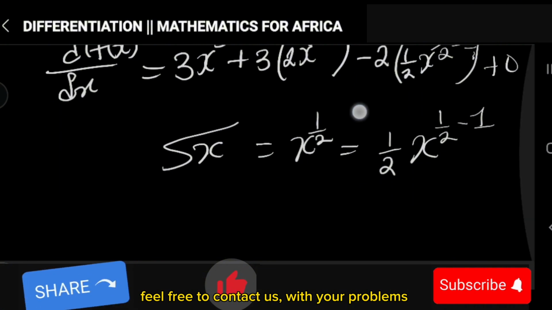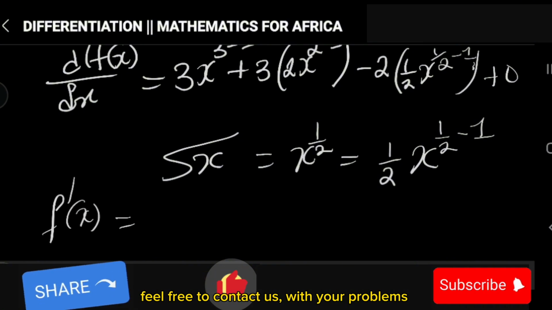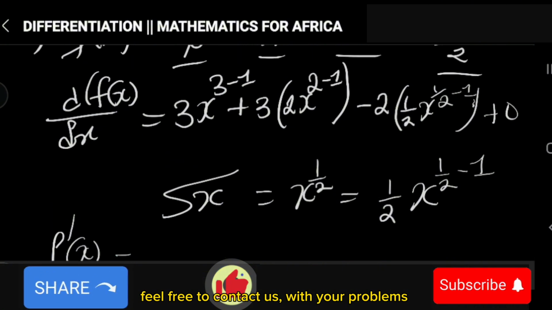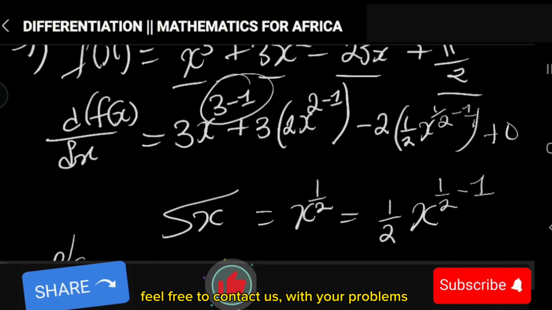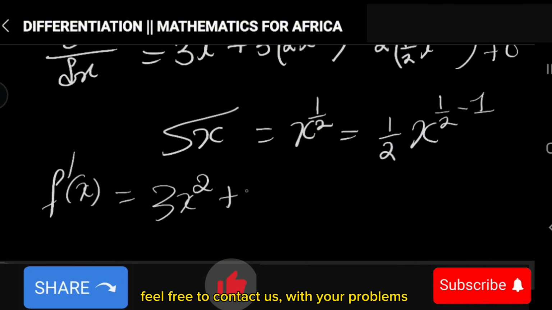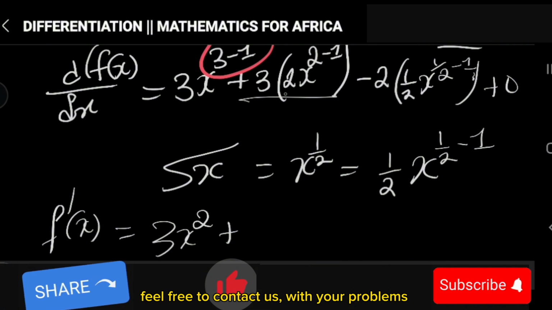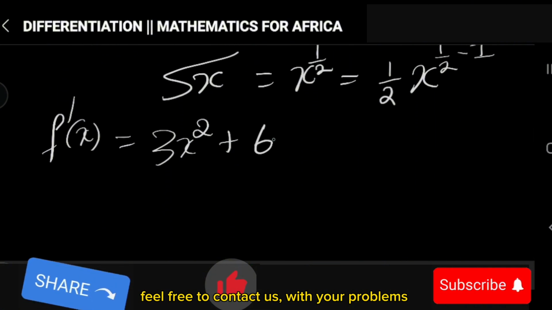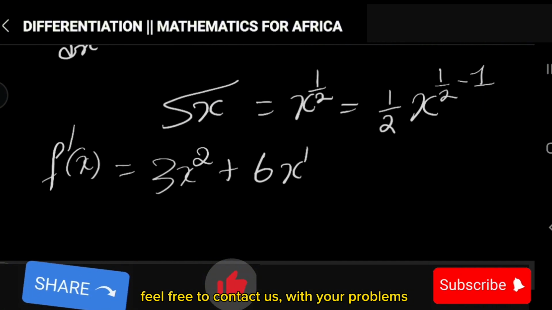Now with this in mind, we get our f prime of x, which is equal to the derivative of f of x with respect to x, will be equal to 3x squared, that is 3, x to the power 3 minus 1, which is simply 2. So we'll be having 3x squared plus 3 times 2, which will be 6, x to the power 1, since 2 minus 1 is 1. In math, we just align like that. Let us also respect math rules now.